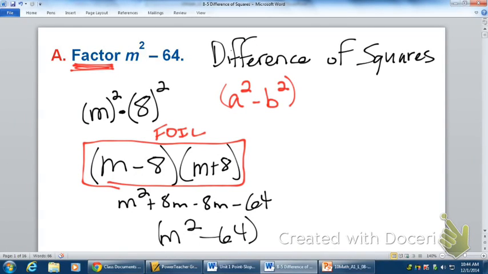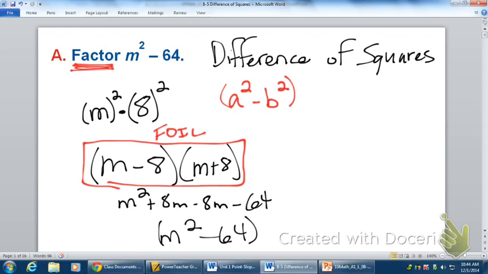Okay, let me run through this one more time. So we have m squared minus 64. Both of those are perfect squares. If we multiply m times m, we get m squared. If we multiply 8 times 8, we get 64. Okay, so little handy dandy rule is this is called difference of squares. Anytime you have this scenario, we can break it up into m minus 8 and m plus 8.